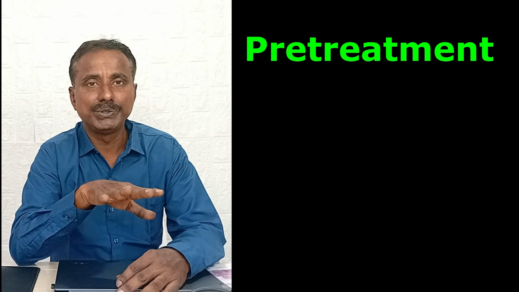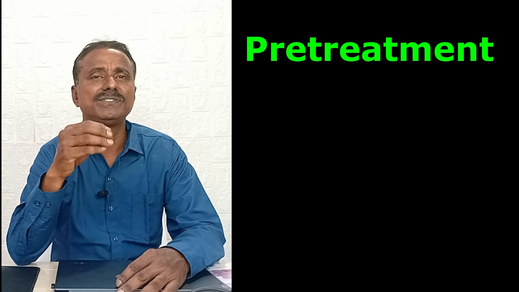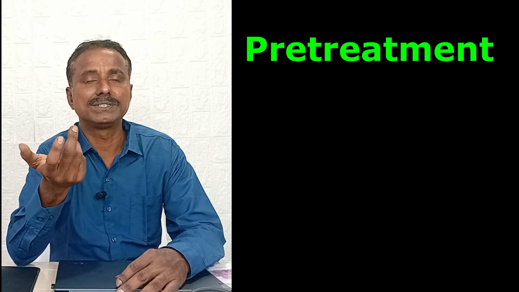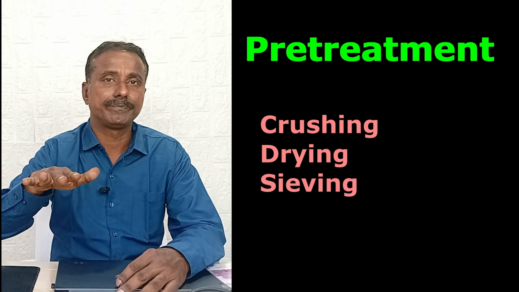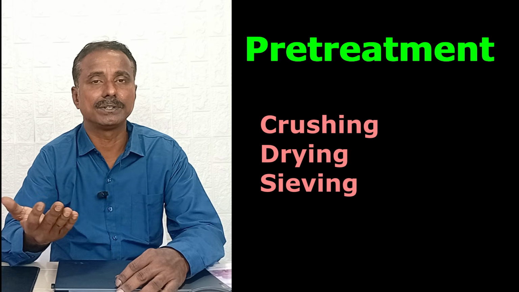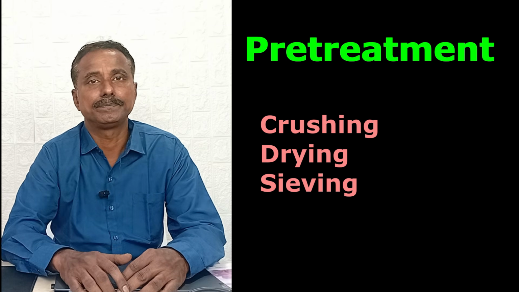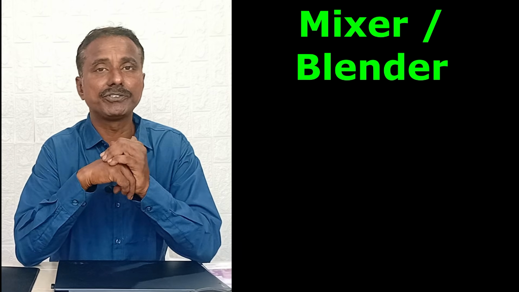Pre-treatment: first of all we need to check the raw materials, all the raw materials. If there are some clumps or lumps, then we need to crush them. If necessary, we need to dry them, a drying process. If necessary, we need to sieve them. So this is pre-treatment.